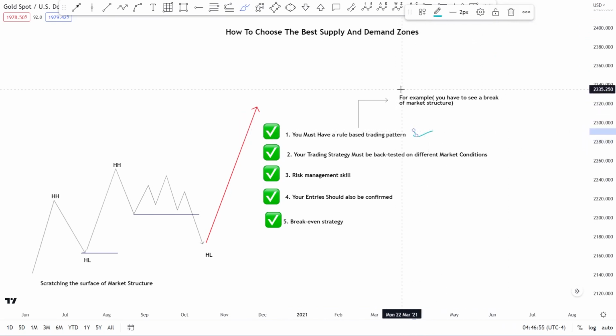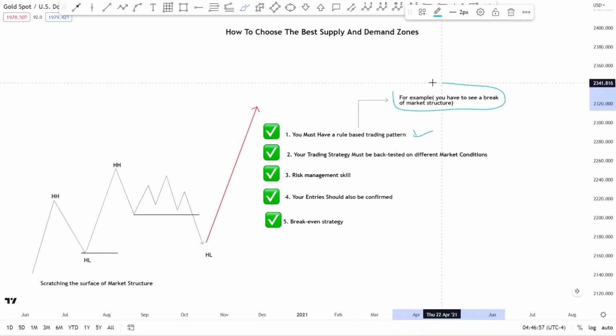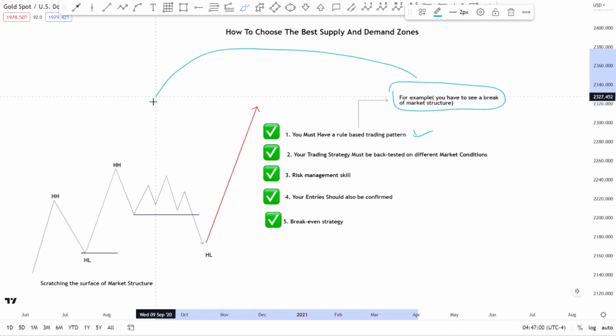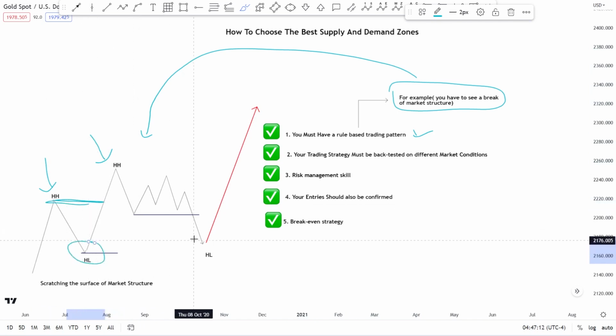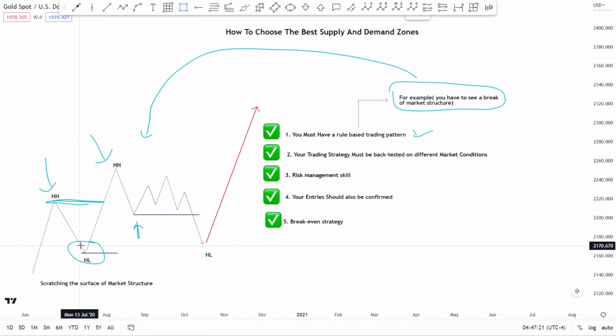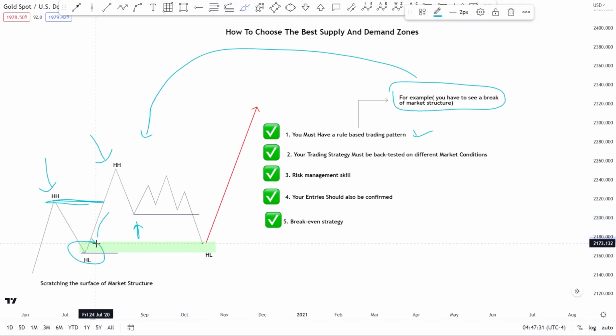Let's say maybe you are trading only the break of structure, like on this pattern here. We can see that we have a high here, we have a high, and then we have a break of structure here. You will be looking to enter the market at this area only if you have this low being broken. So our demand zone will be at this area. In this video, I want to teach you how to select the demand zone from here, the perfect demand zone.